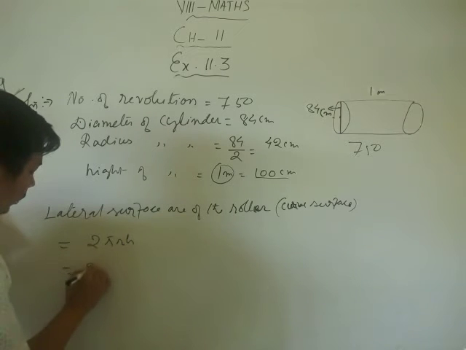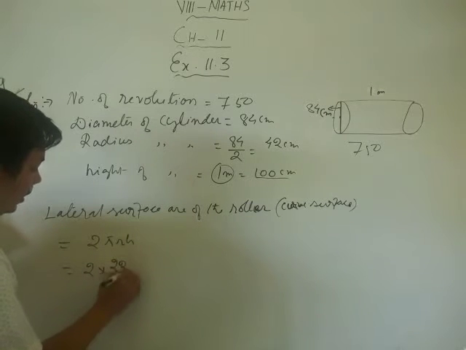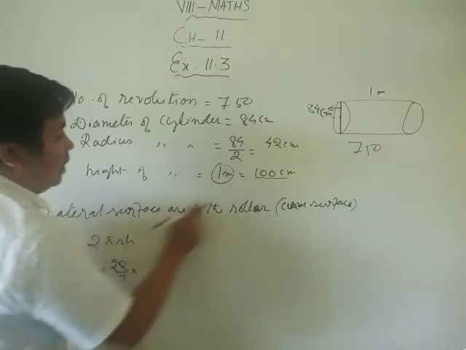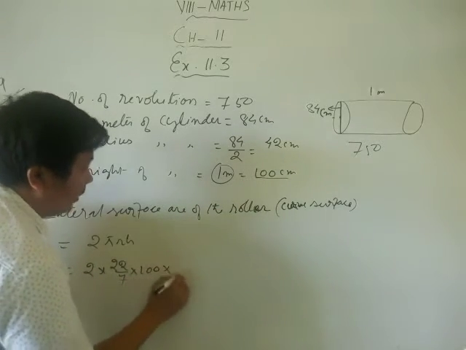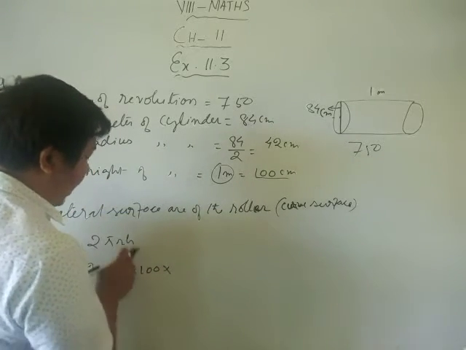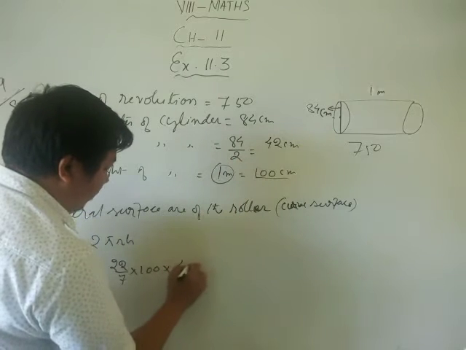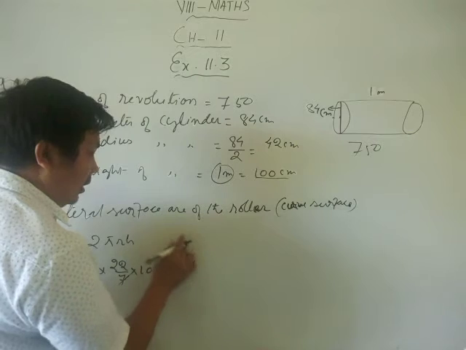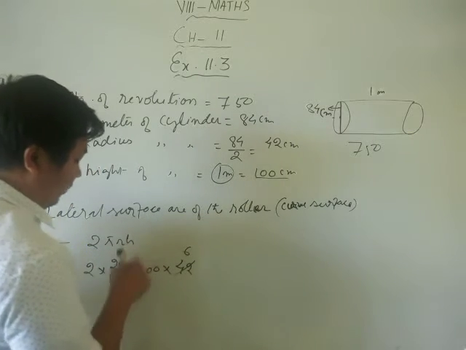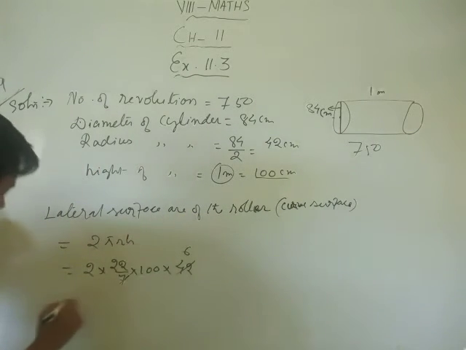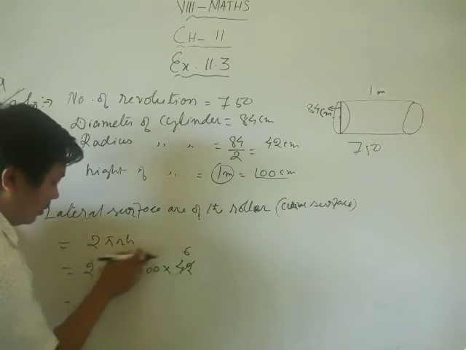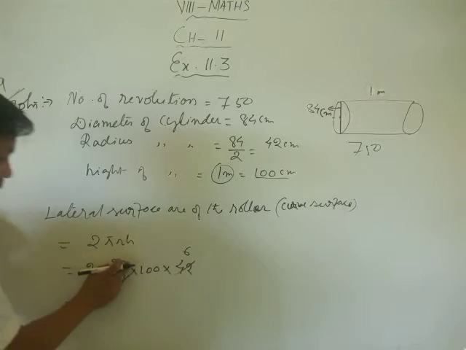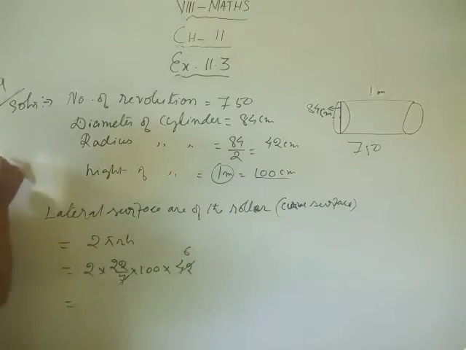So we apply here 2 into pi, 22 by 7, r, how much are we getting here? 100 centimeter into then how much is there? 42 centimeter. 7 and 42 can be cancelled. Yes. How much? 7 sixes are 42, isn't it? Then we multiply all these things. Now here 6 into 22, how much? 22 into 6.